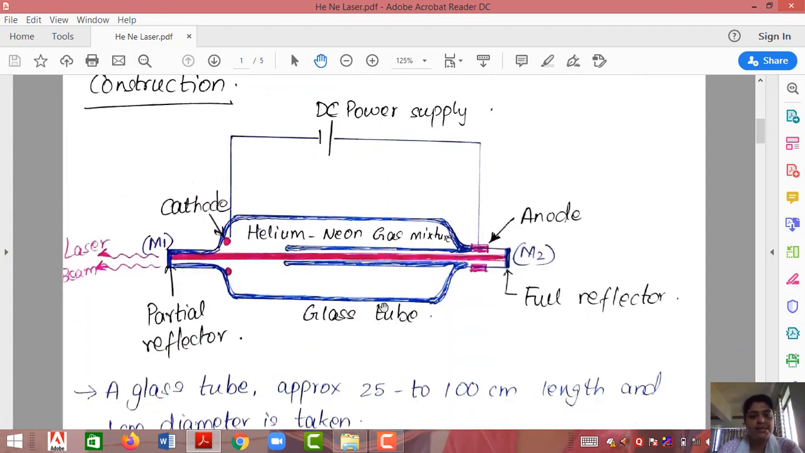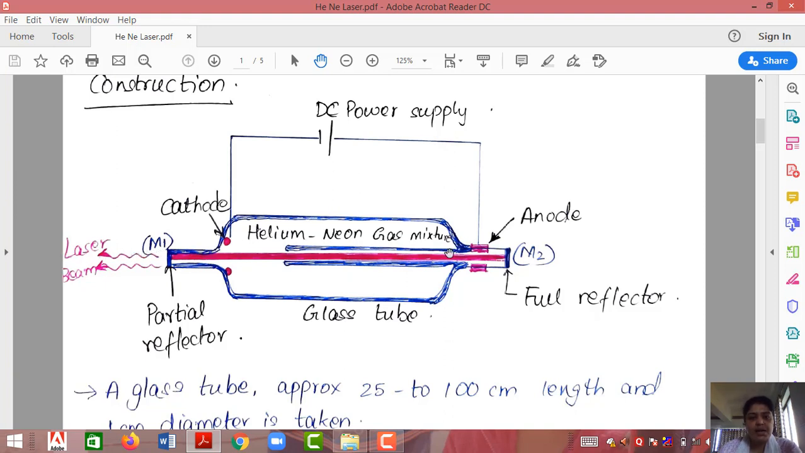Let us now discuss the construction of the helium neon laser. Construction wise, it is very simple. A glass tube is taken in which a helium and neon gas mixture is filled. One side of the gas tube is silver polished in such a way that it gives us a partial reflector. The other side of the glass tube is polished in such a way that it gives us a perfect or a full reflector. Because this is a full reflector, you will not get laser from this side. Laser will be emitted only from this end.